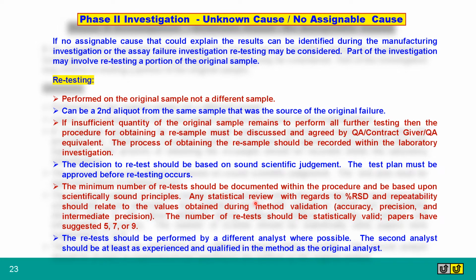Any statistical review with regards to %RSD and repeatability should relate to the values obtained during method validation: accuracy, precision, and intermediate precision. The number of retests should be statistically valid. Papers have suggested 5, 7, or 9. The retests should be performed by a different analyst, where possible. The second analyst should be at least as experienced and qualified in the method as the original analyst.